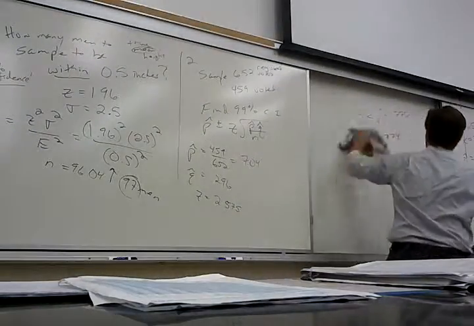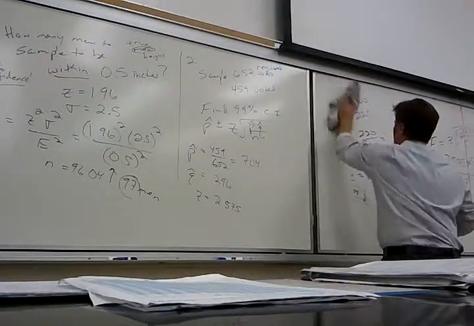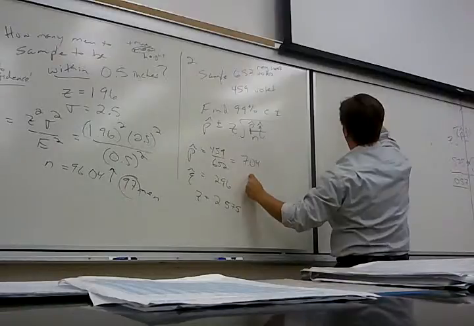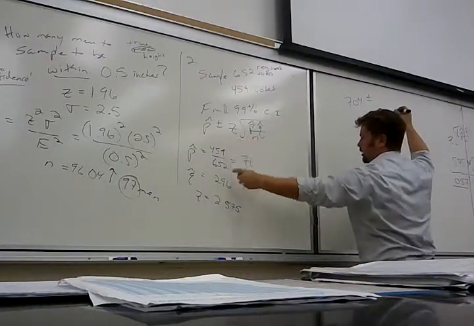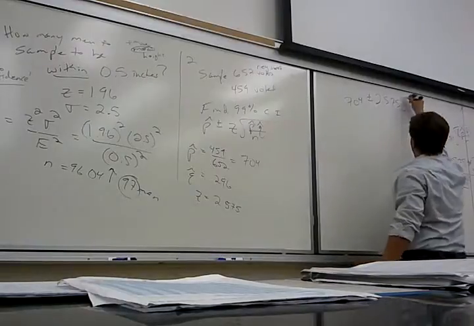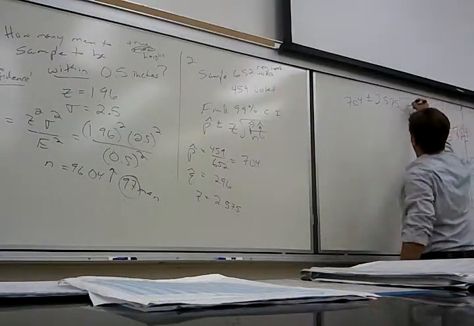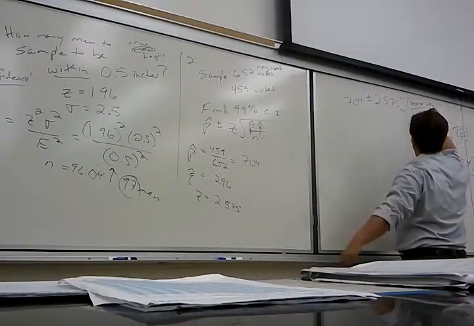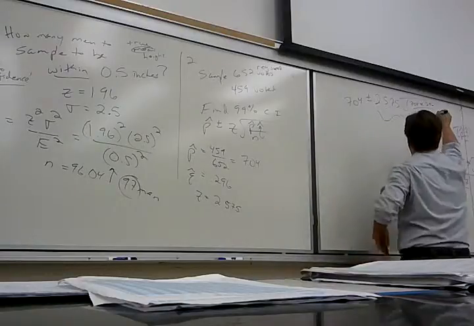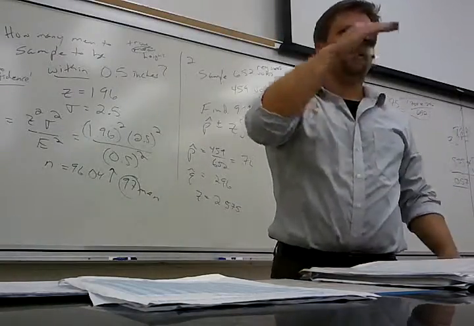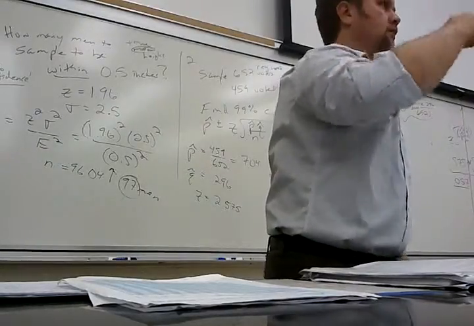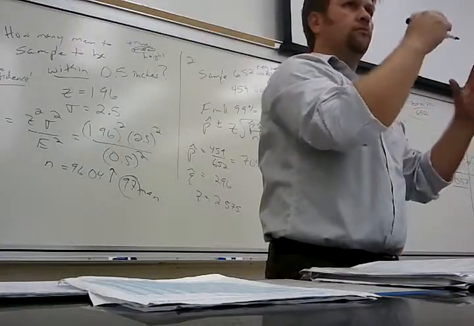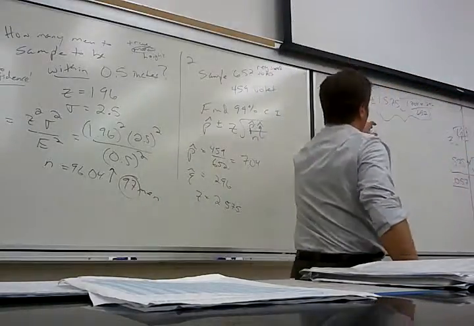So now I get p hat, so 0.704, give or take this many, 2.575 standard deviations. So you can figure out the error. Every confidence interval problem sort of has the same tone to it, the same beat to it. Get this, plug it in, chug it out, bam. It's always the same. Find the error.